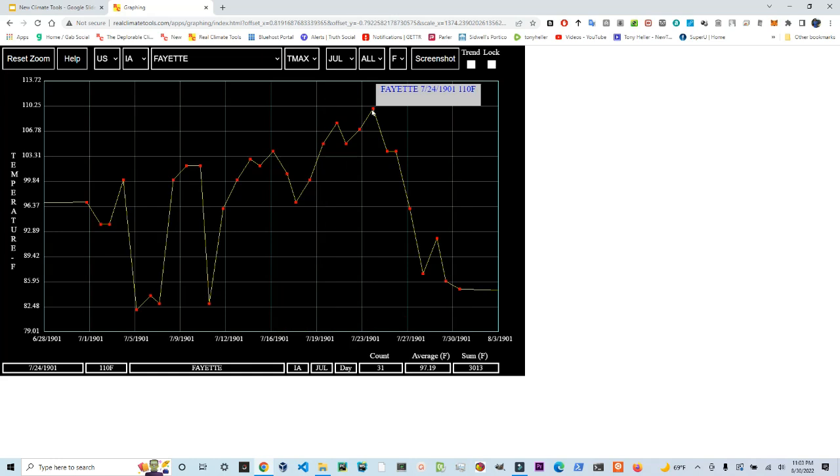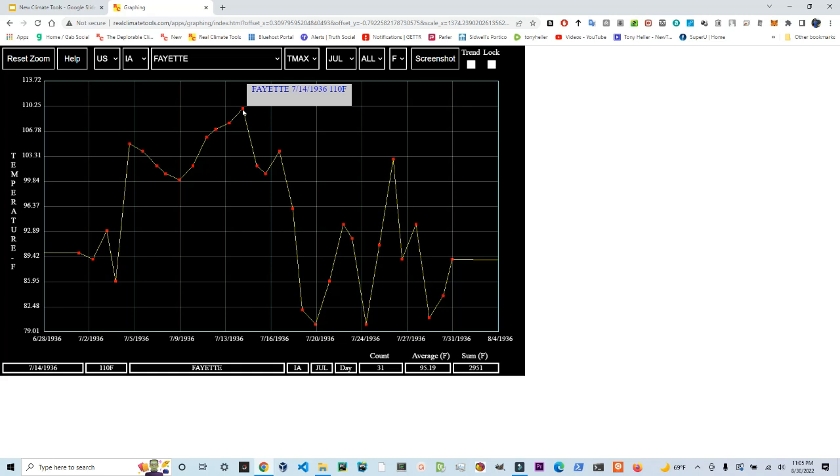During July 1901, Fayette averaged 97 degrees and got up to 110 degrees on July 24th. The July 1936 heat wave was almost as hot. They got up to 110 degrees and averaged 95 for the month.